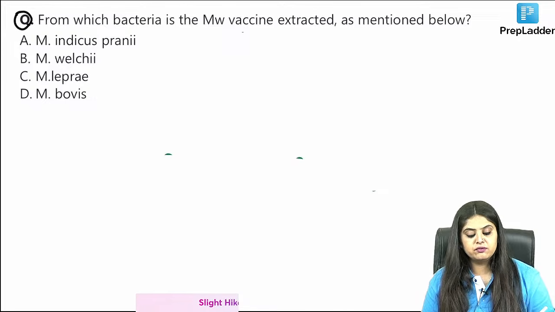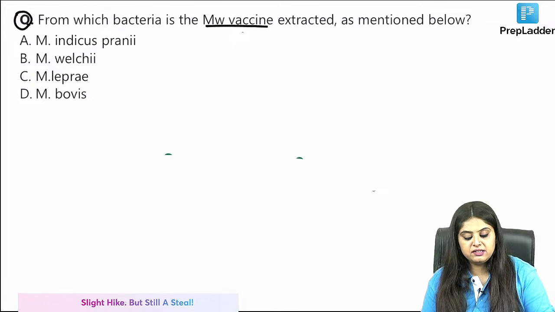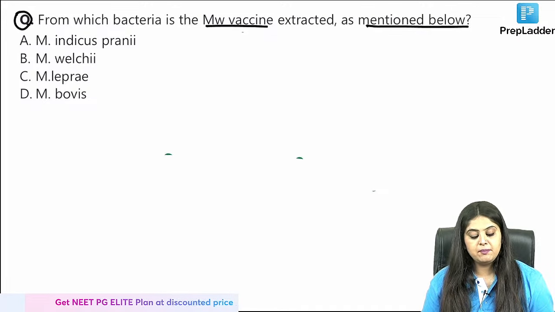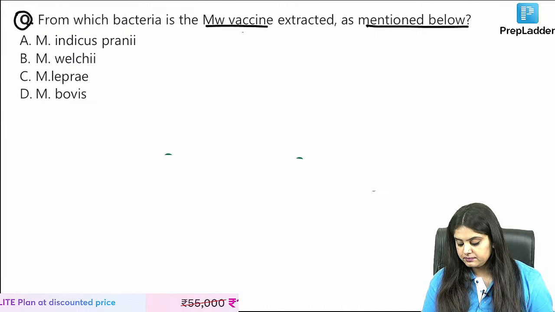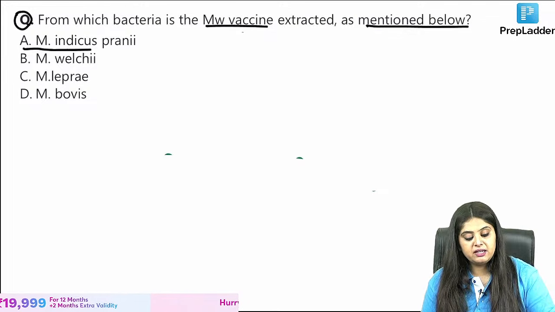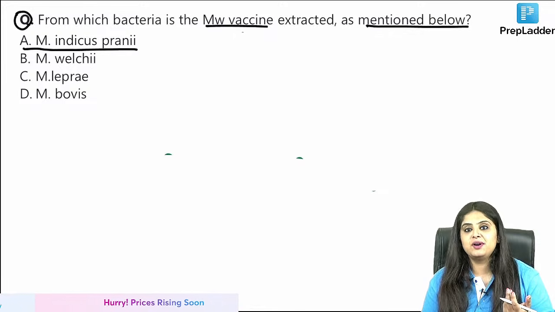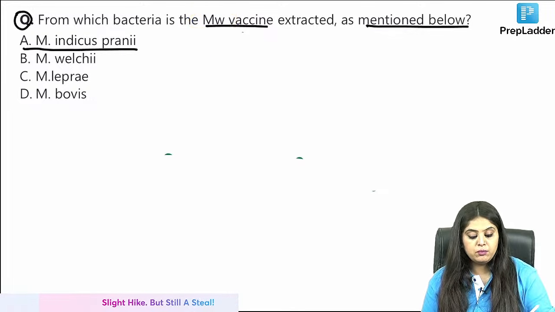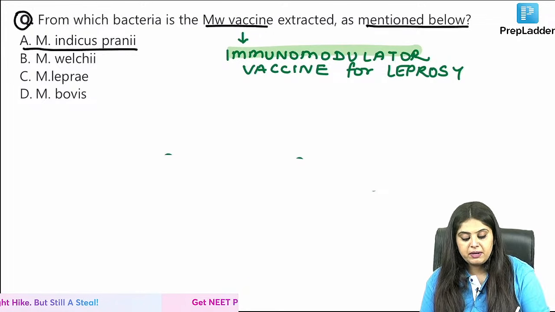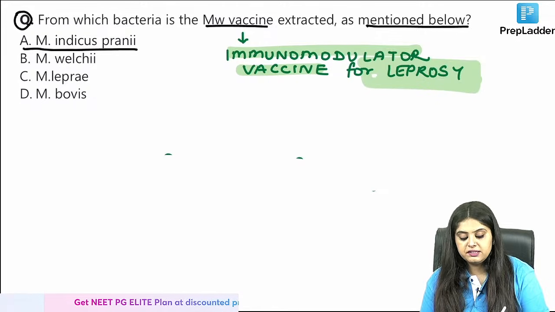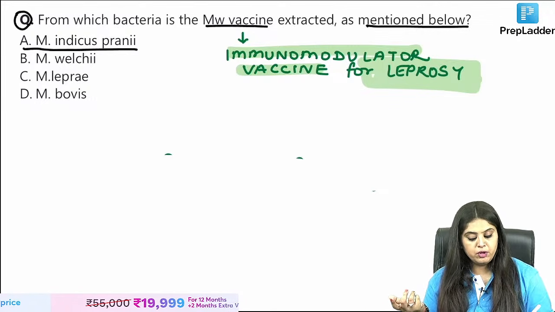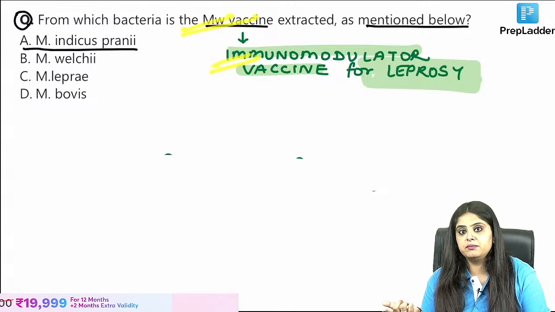A very simple but expected question. From which bacteria is the MW vaccine extracted? M. indicus pranii, M. welchii, M. leprae, M. bovis. Yes, okay, you're saying M. indicus pranii. This is a name which you read once and can't forget. Firstly, what is MW vaccine? MW vaccine is an immunomodulator vaccine which has been prepared for which particular disease? For leprosy. The name of that vaccine is MW vaccine.